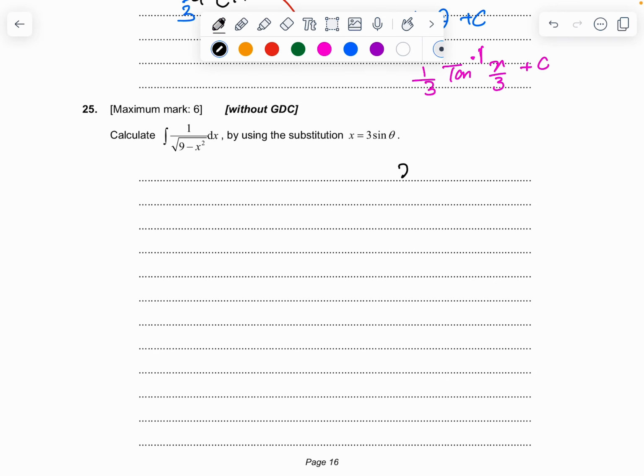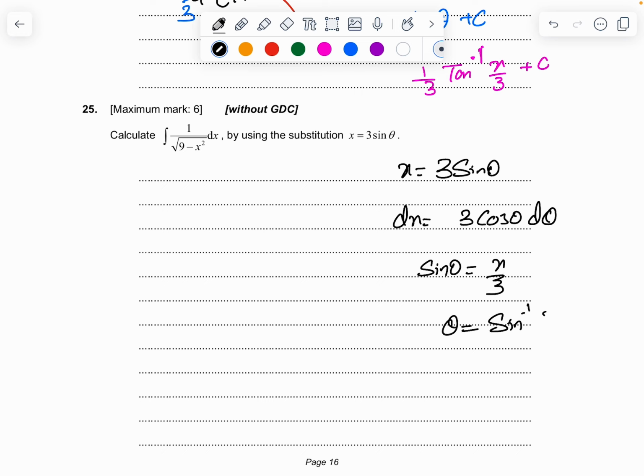Substitute x equals 3 sin theta. So dx equals 3 cos theta d theta, and sin theta equals x upon 3, so theta equals sin inverse of x upon 3. So these are the two results I will be using.